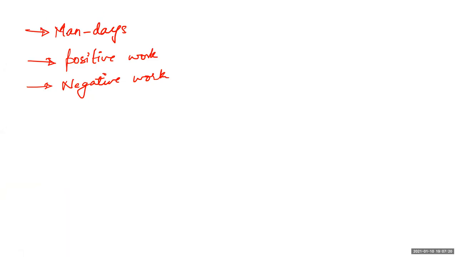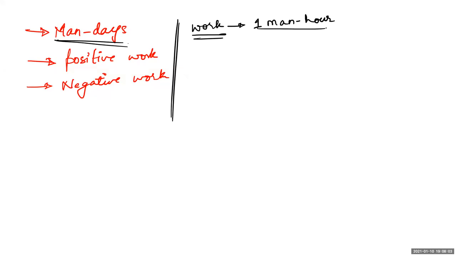So let's start with the man-day concept itself. Typically, if I call a plumber to my house and say I want this pipeline rectified, and then I ask him how long it takes, and he says it takes 1 hour, it means the work he is supposed to do is equal to 1 man hour, because he will take 1 hour to complete the job.